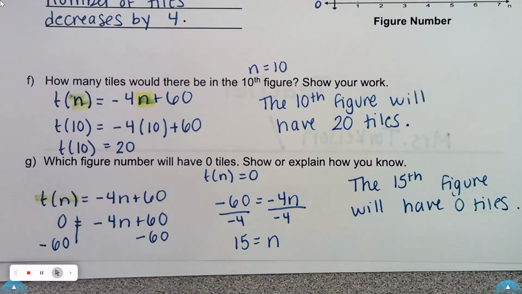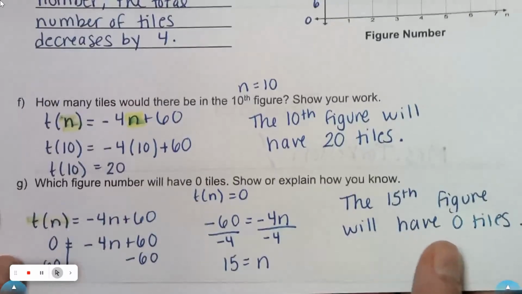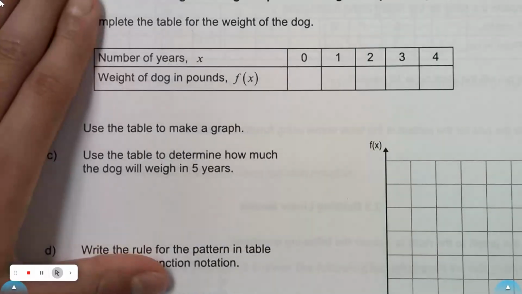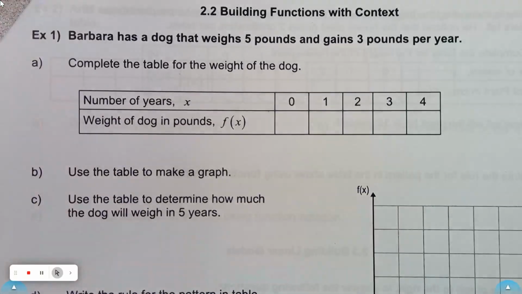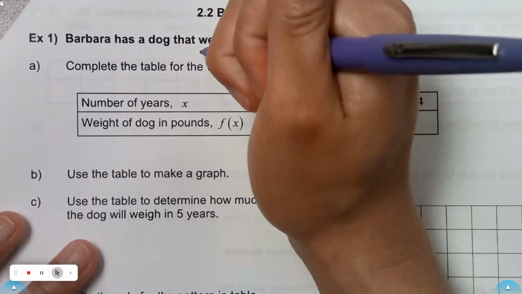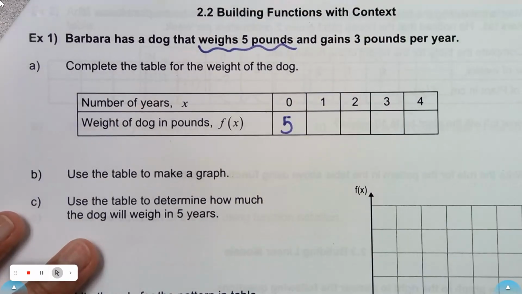Okay, perfect. Once you finish your sentence, let's turn to the next page. And now we're going to focus on 2.2, which is building functions with context. So now we're doing the same thing we did on the first page, but now we're talking about context, which just means like a real world situation. So we're going to talk about a dog. So Barbara has a dog that weighs 5 pounds and gains 3 pounds per year. Okay, so at the start, the dog weighs 5 pounds. So at the very beginning, the dog already weighs 5 pounds, like when it's born, right? It's a puppy.